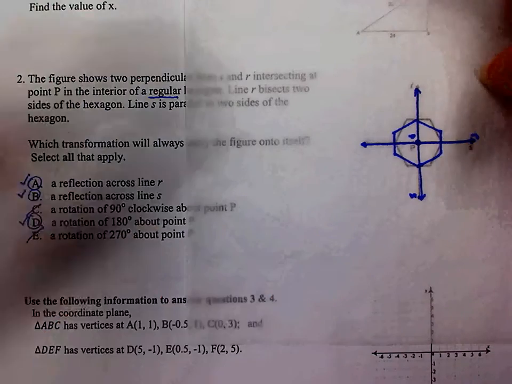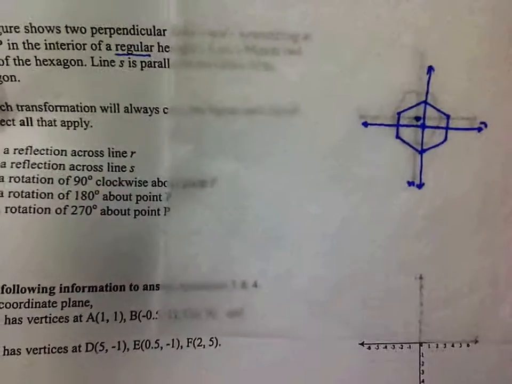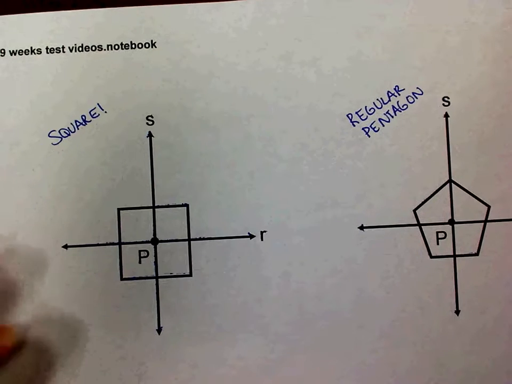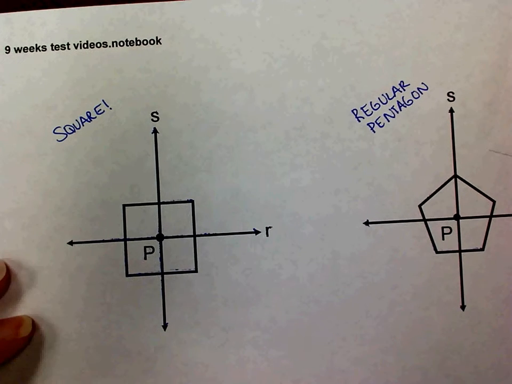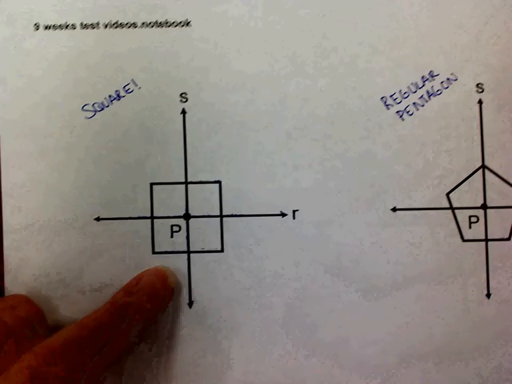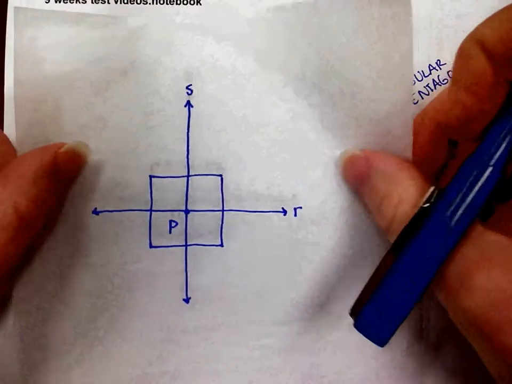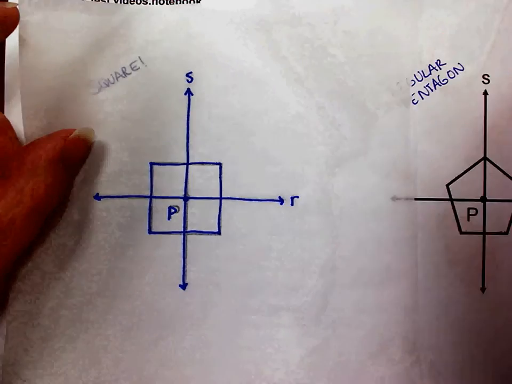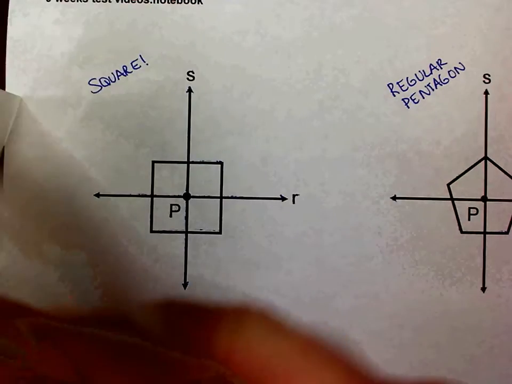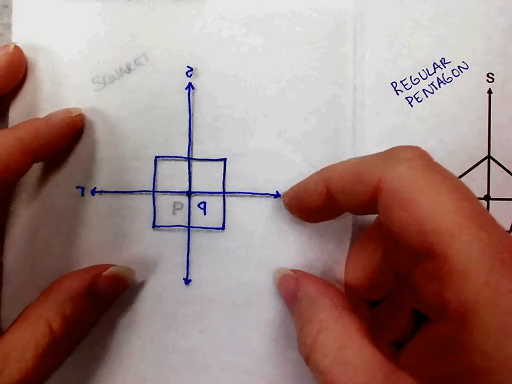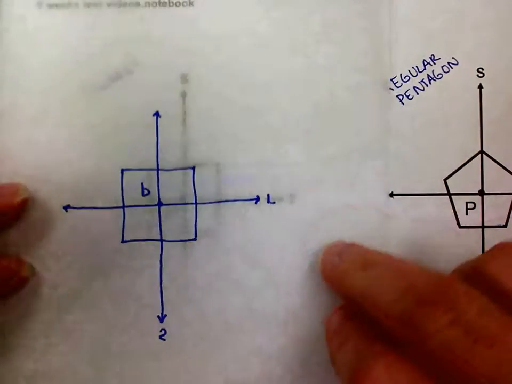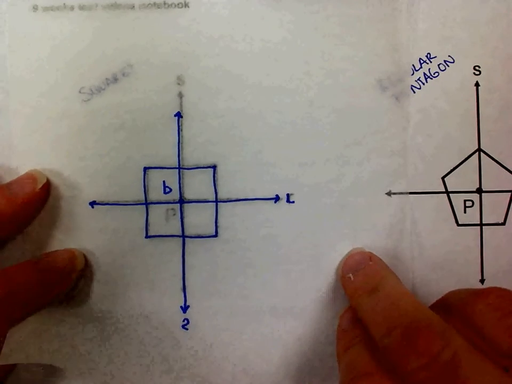I did want to show you just a couple of other shapes as well, just to make sure that you understand all the reflections and rotations that can occur. So I made a square in the same scenario, and I did that on patty paper as well. So I just wanted to show you that both of the reflections work. If we reflect across S, we get exactly what we started with. If we reflect across R, we get exactly what we started with.